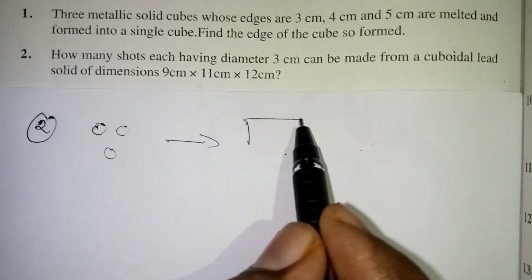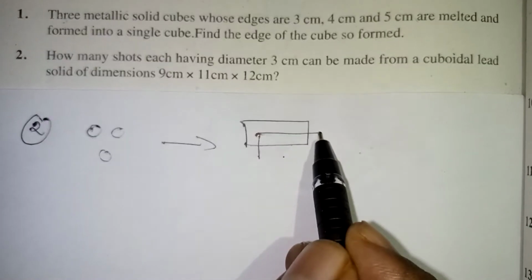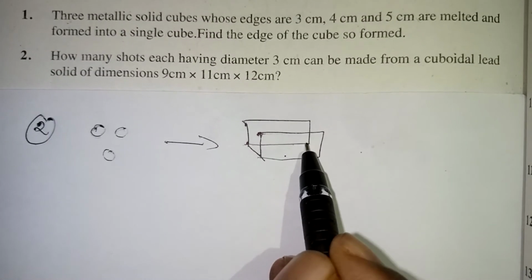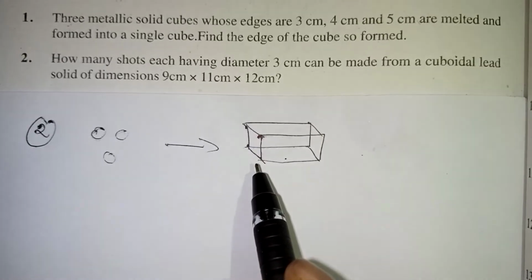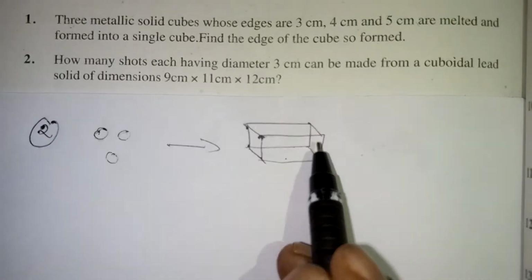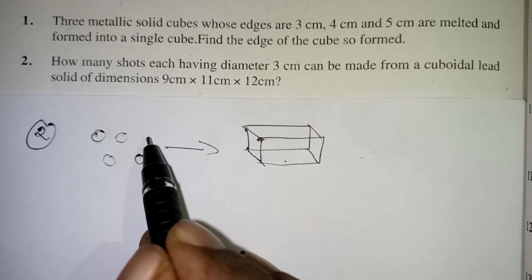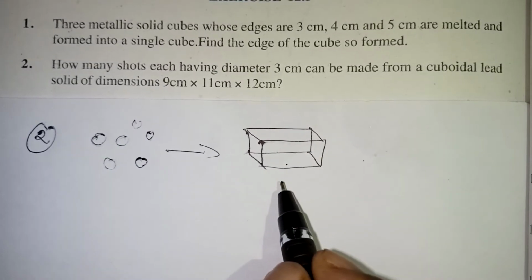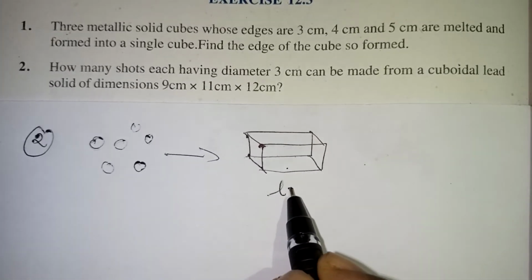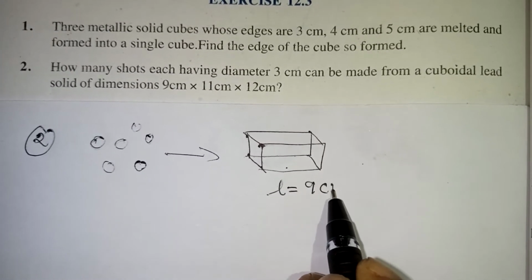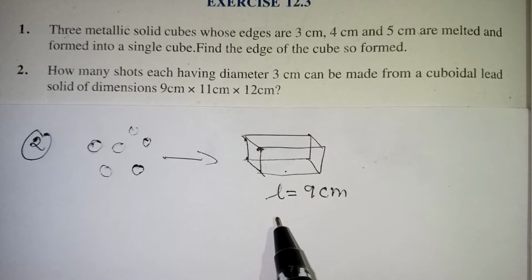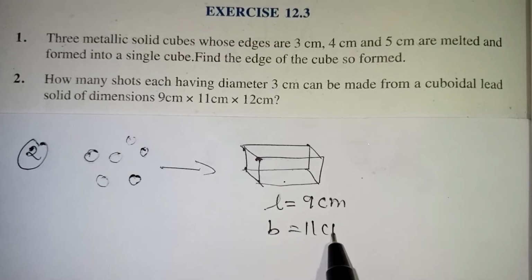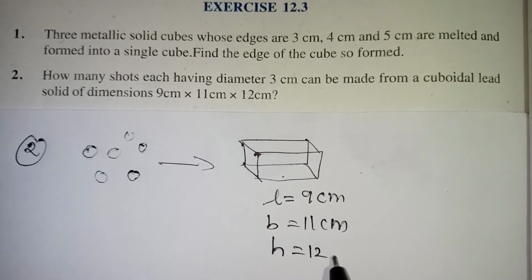So there is a cuboidal solid. From this cuboidal solid, how many lead shots can be made up of means they are melting this cuboid, they are making into the spherical shots. That's a lead shot. So how many we can make is your question. For the cuboid, they have given the dimension. Dimension is nothing but L, B and H. So L is 9 centimeter, B is 11 centimeter and H is 12 centimeter is given.